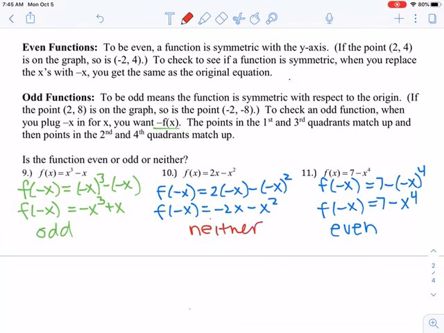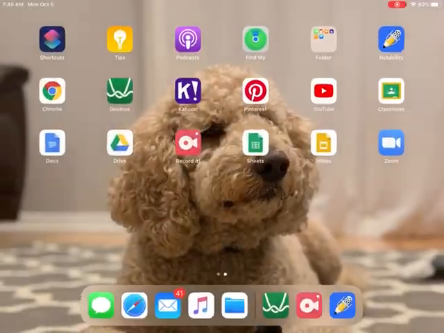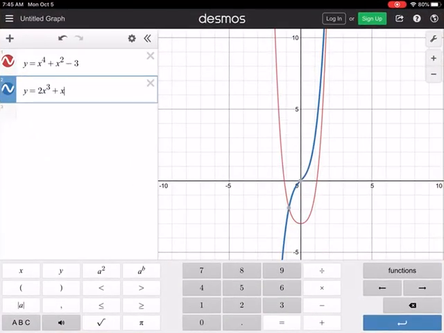If you're just looking at equations, the easy way to tell is if all my exponents are even, it's even. If all of my exponents are odd, it's odd. If it's a combination of even and odd exponents, it's neither. So now let's take a look at this graphically. If I take a look at my first graph, y equals x to the 4th plus x squared minus 3, notice that it's exactly the same on the left-hand side and the right-hand side of the y-axis. It's symmetric with the y-axis.